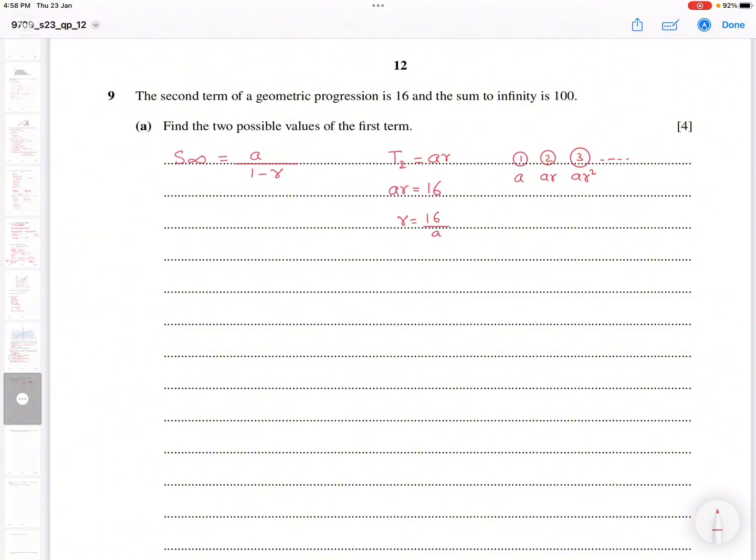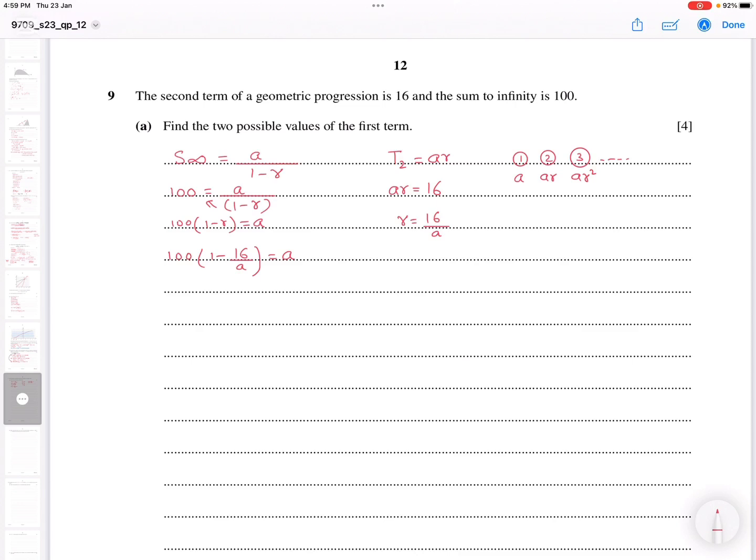Okay, come back to sum to infinity. My sum to infinity is 100, which is given in the question. 100 equals A over 1 minus R. And now I will cross multiply this. 100 times 1 minus R equals A. And 100 times 1 minus, my R is 16 over A, and this is equal to A.